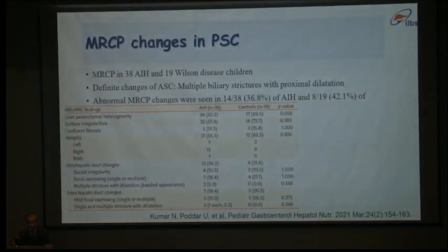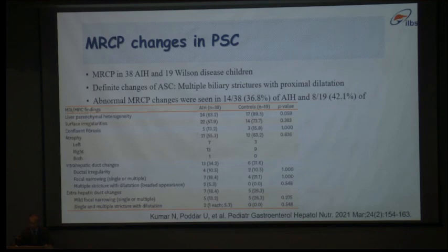So the MRCP changes may not actually be sclerosing cholangitis. There are so many studies in adults where a cirrhotic liver may also have biliary features, which may wrongly point towards sclerosing cholangitis, but the changes are not due to sclerosing cholangitis.